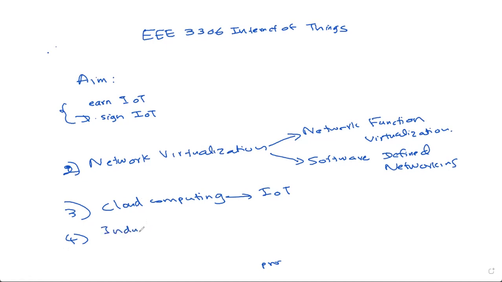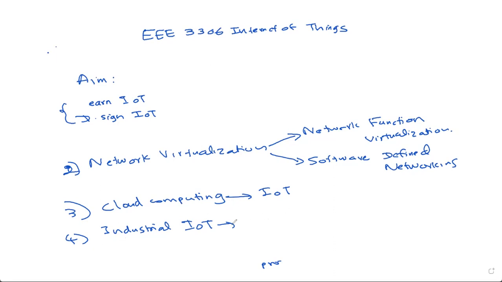Then we will be talking about industrial IoT, where we will be using IoT in industrial scenarios, which is a little bit different from consumer-based, home IoT systems. In industrial IoT systems we have some differences, and we will be discussing that in this industrial IoT section.